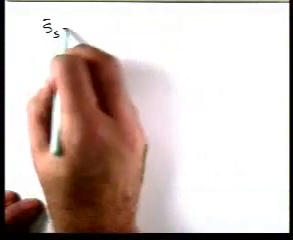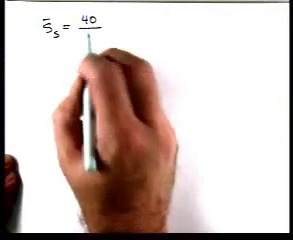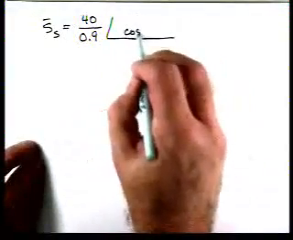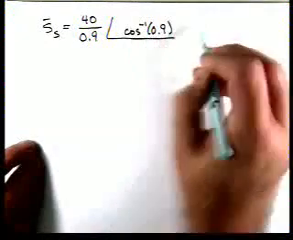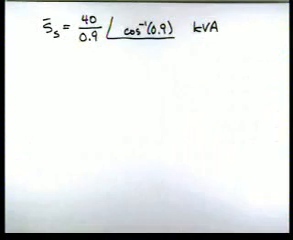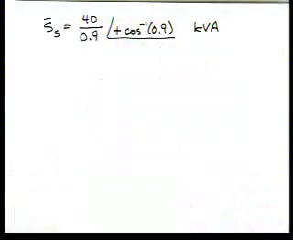So let's start off with the complex power supplied by the source. We know the source supplies 40 kilowatts. We need kVA. So the magnitude of the complex power, the apparent power supplied by the source, is 40 divided by 0.9 at an angle of cosine inverse 0.9 kVA. Now the angle's positive because it's a lagging power factor. If the power factor had been leading, this would have been a negative angle.